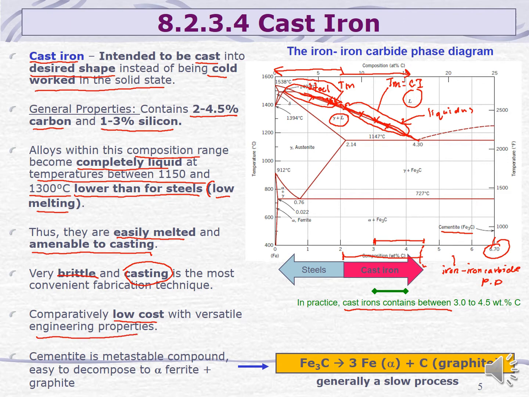Okay, cementite. You can see here, this is cementite. It's a metastable compound. So this cementite easily decomposes to alpha ferrite plus graphite. Okay, so this is the reaction. Okay.